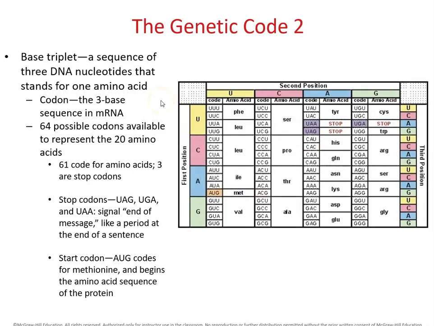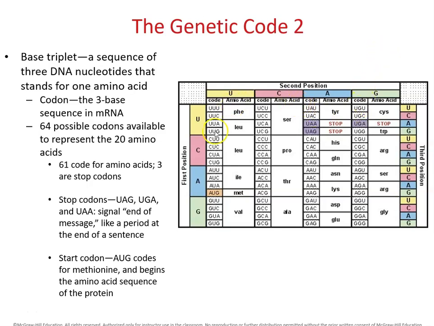So this happens by a process where we look at base pair triplets. A base pair triplet is a sequence of 3 DNA nucleotides, the A's, the C's, the T's, and the G's. And a set of 3 of those nucleotides, using the code that we see here, gets translated into 1 amino acid that gets added to a growing polypeptide.